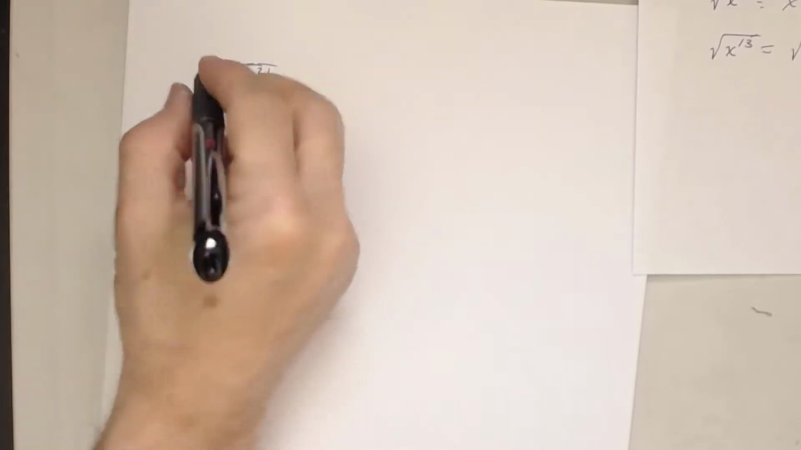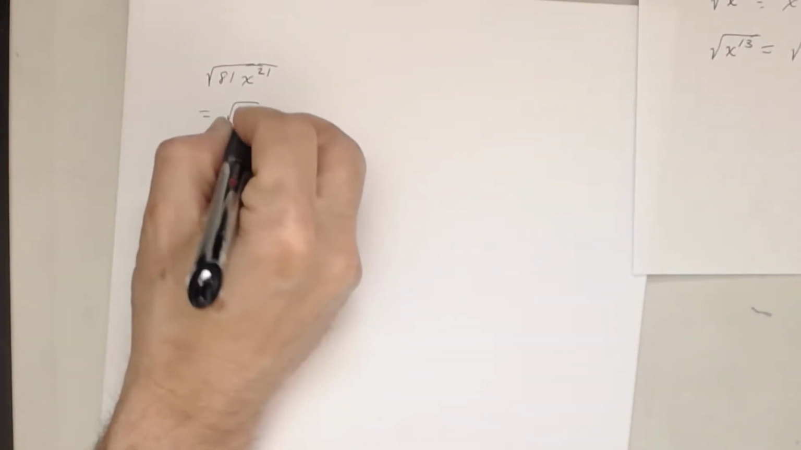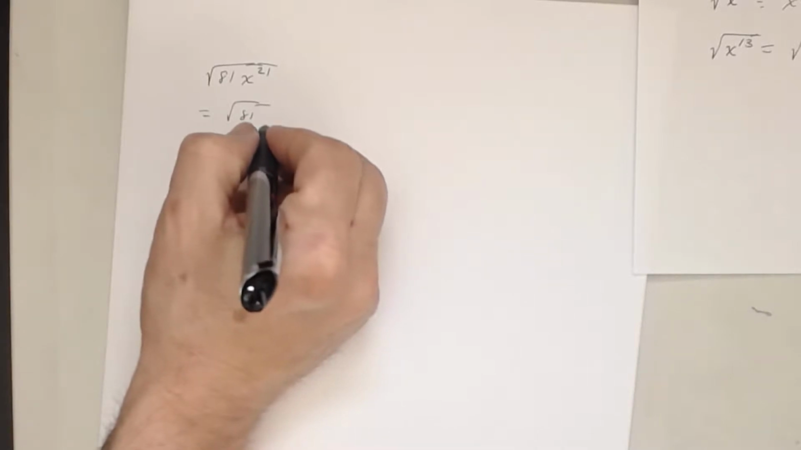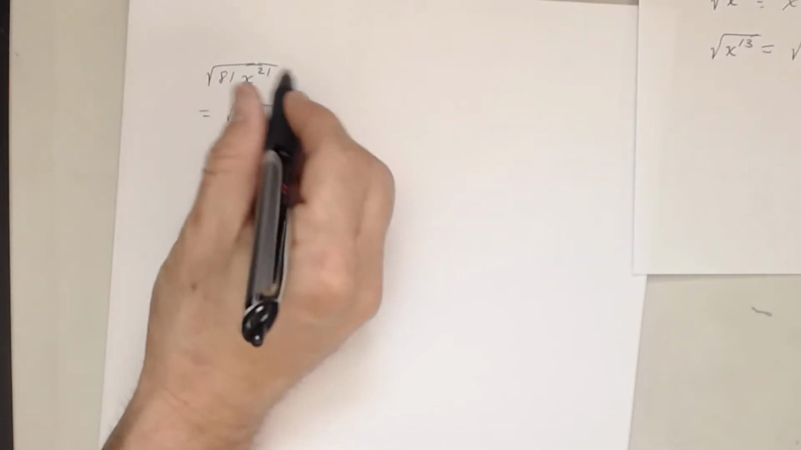Well, what do you say about 81? It's already a perfect square. So the way that you may want to do that is rewrite the x to the 21st power. So you may want to say, well, that's going to be the square root of 81. Don't rewrite 81. Leave 81 as 81 because it's already a perfect square. But I can rewrite x to the 21st.